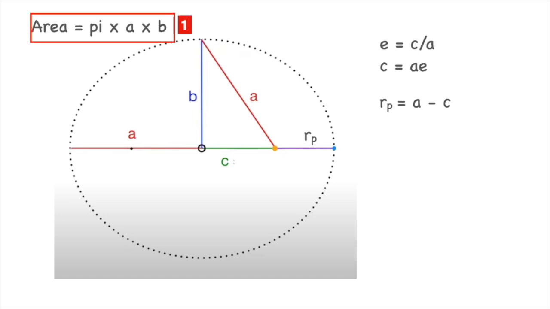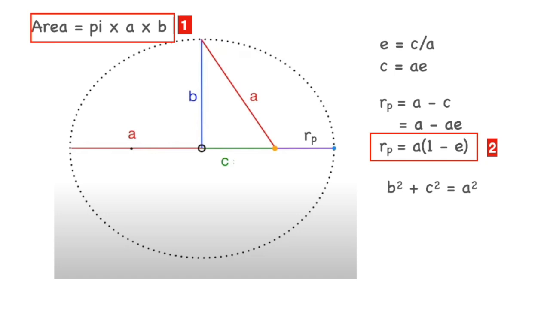Since r sub p equals a minus c, we can say that r sub p equals a minus a times e, or r sub p equals a times the quantity 1 minus e. This is the second equation that we will need.